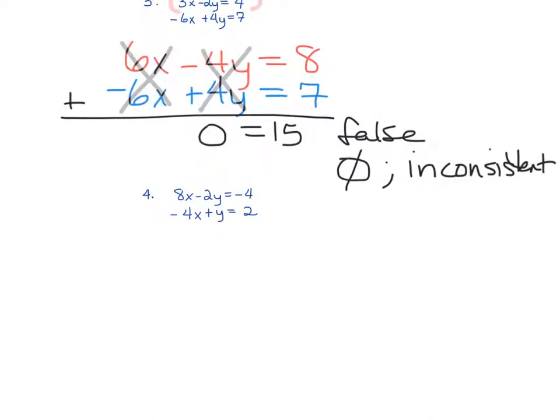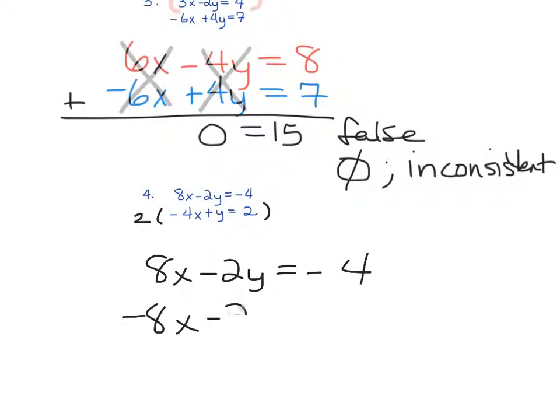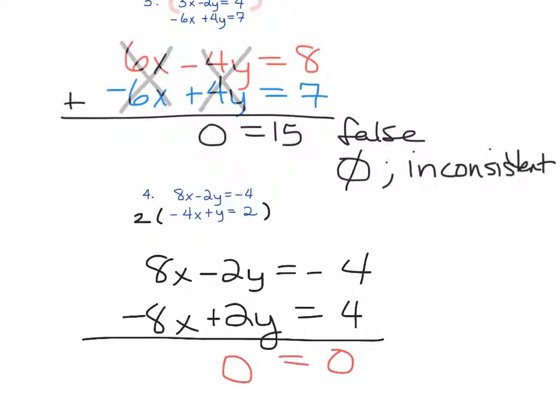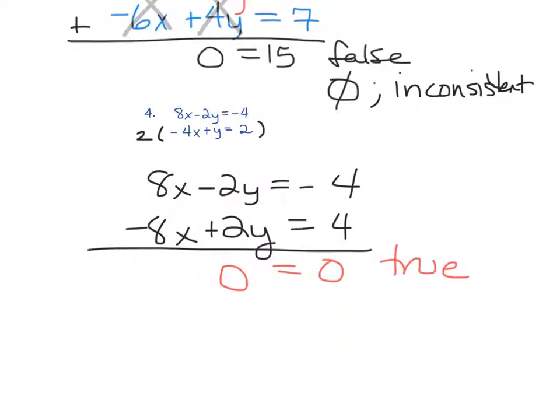So for the next one, I'm going to do the same thing. I'm going to multiply my second equation by 2. So let me rewrite the top one. And then the bottom one becomes negative 8x plus 2y equals 4. Notice this time I got zeros on both sides of my equation. This is a true statement. So when everything cancels and you're left with a true statement, then the answer here is all real numbers.